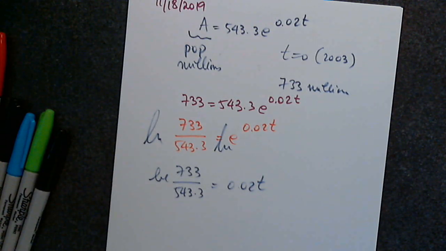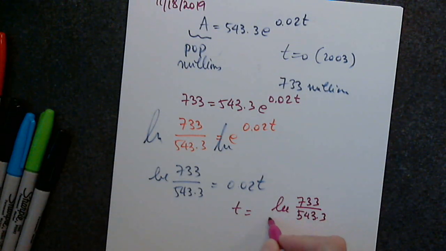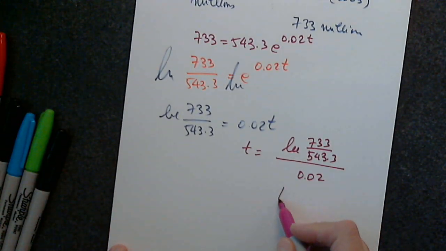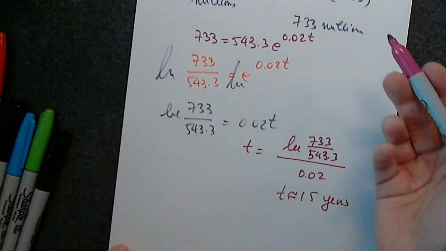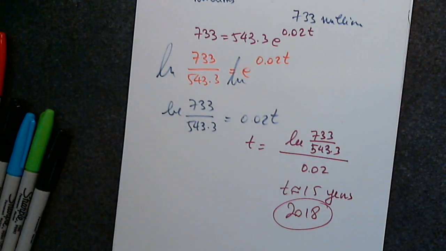And then t equals natural log of 733 over 543.3, everything divided by 0.02. So what do we have as the answer? How much? About what? Okay, so t approximately, I trust you. So I have to add 2003, so it appears in 2018 that had happened, assuming the model was still correct. Good. Moving on.